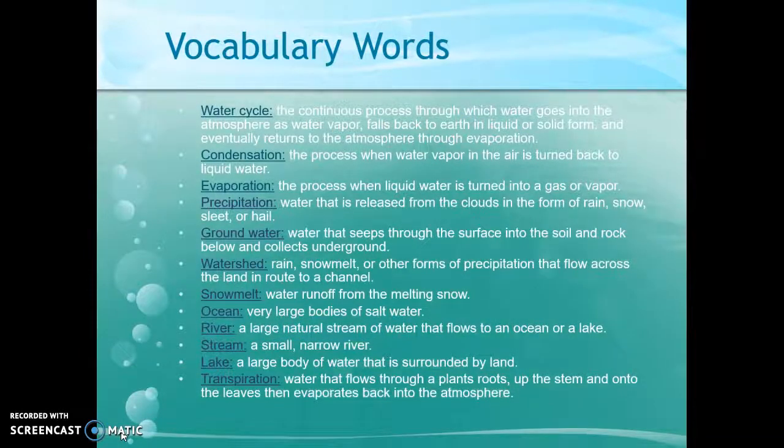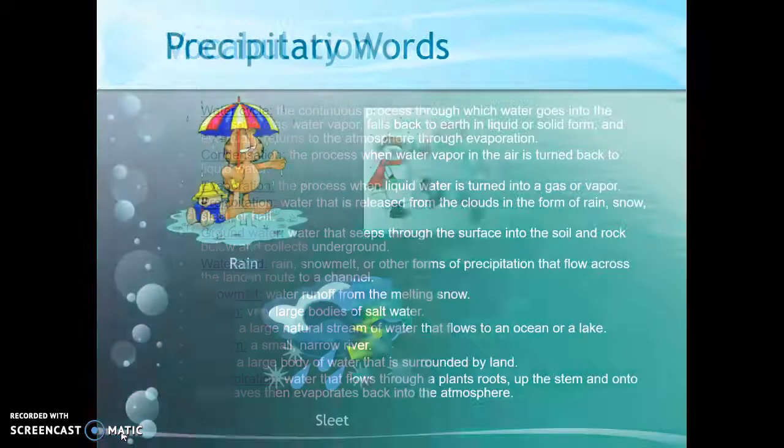Some of the vocabulary words that we're going to learn are water cycle, condensation, evaporation, precipitation, groundwater, watershed, snowmelt, ocean, rivers, streams, lakes, and transpiration. You can look on this page here to see what some of the things are. We'll talk about them a little bit later in our presentation here.